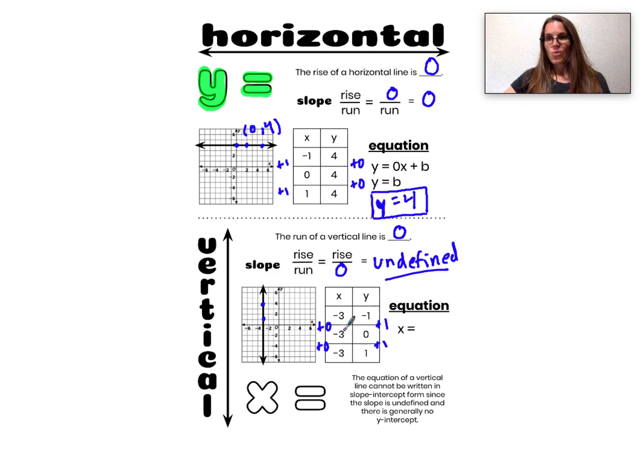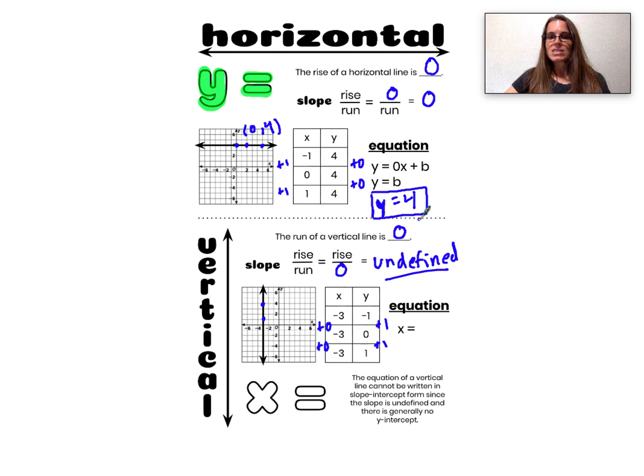This is where we have a little exception because we cannot write the equation of a vertical line in slope-intercept form. The slope is undefined, so I don't want to write y equals undefined x. And there is generally not a y-intercept. This line does not ever cross the y-axis.